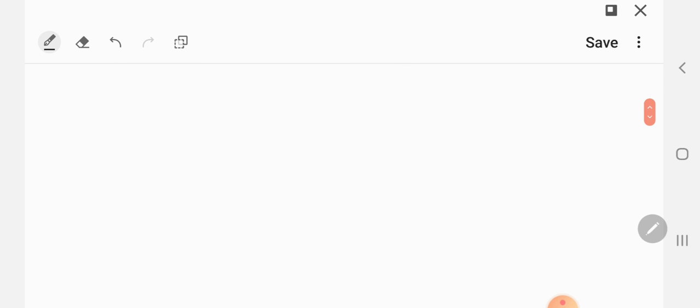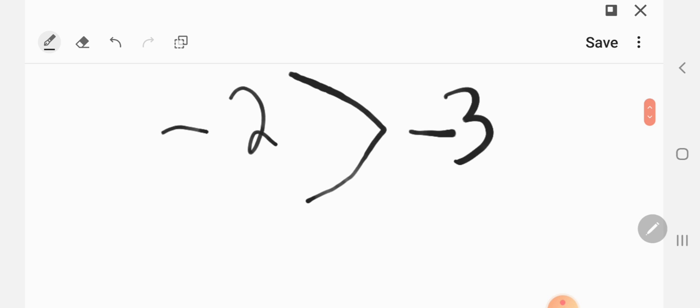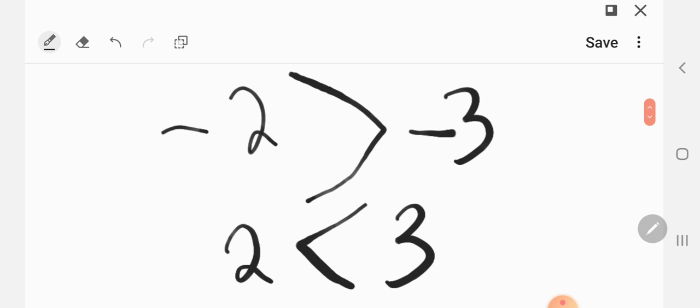If we have two negative numbers, concentrate. If we have two negative numbers like -2 and -3, who is bigger? Try to think which one is bigger, -2 or -3? In the negative numbers, the smaller number is bigger than the larger number. So -2 is bigger than -3.